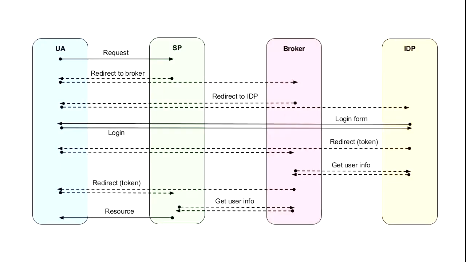What does this actually look like in practice if we extend our diagram from before and add the broker in? We see that there's twice as many redirects, and other than that, it's more or less the same. So user agent hits the service provider, which redirects to the broker. The broker then redirects or otherwise communicates with the identity provider. The identity provider authenticates the user, and then a series of redirects to unwind this stack, if you will, occur, and eventually the service provider has the assertions it needs and can authorize and respond to the original request.